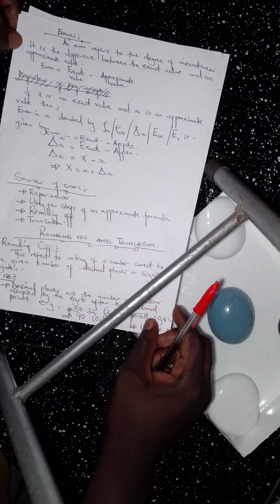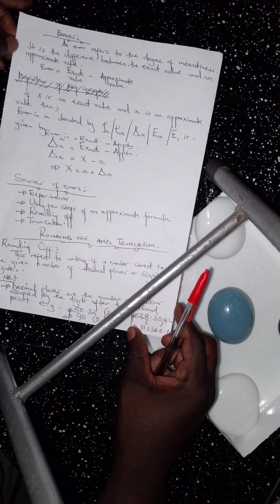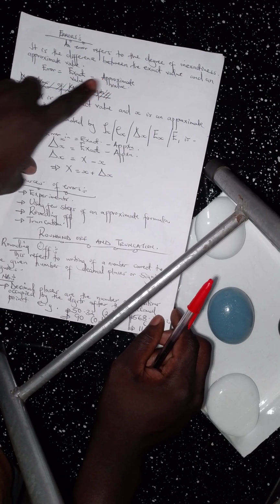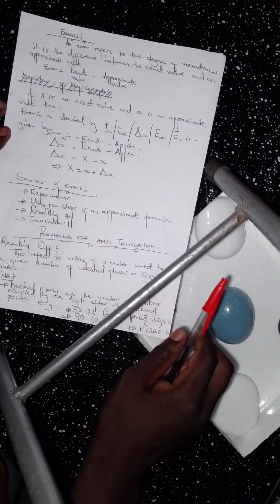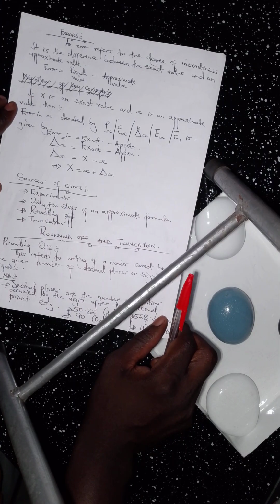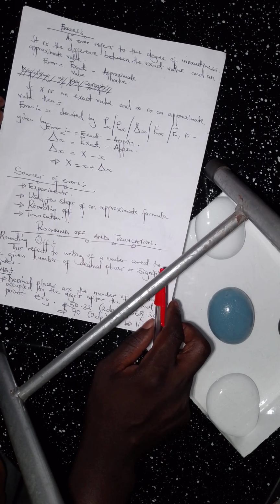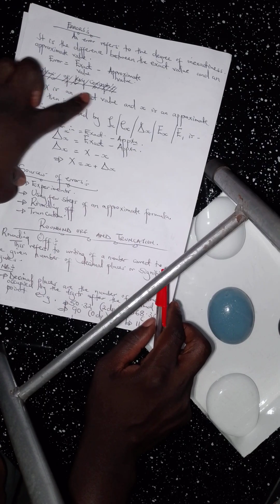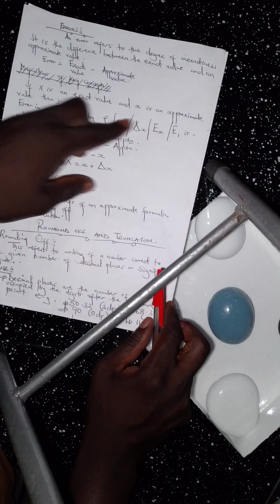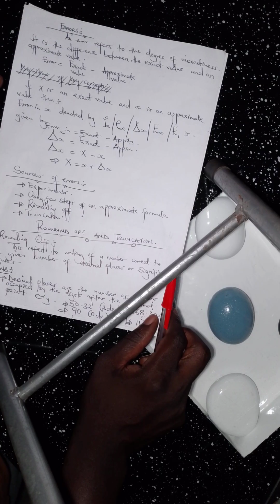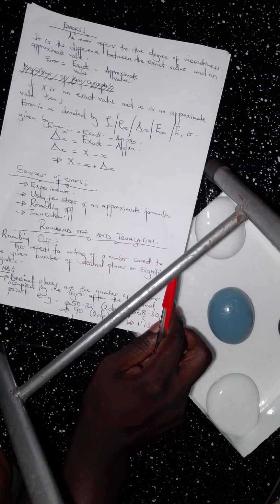So an error, we are saying, is the degree of inexactness, or the difference between the exact value and an approximate value. So error is equal to exact value minus the approximate value. Because we want to see how to generate errors in expressions, if capital X is an exact value and small x is an approximate value, then the errors that we are going to study in this topic are found in approximate values.